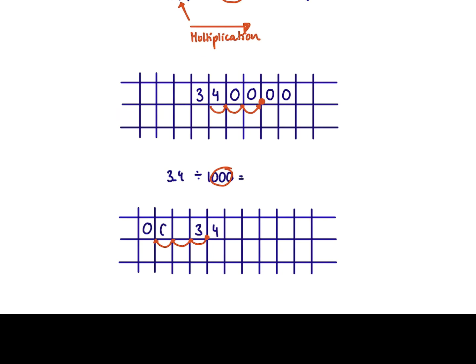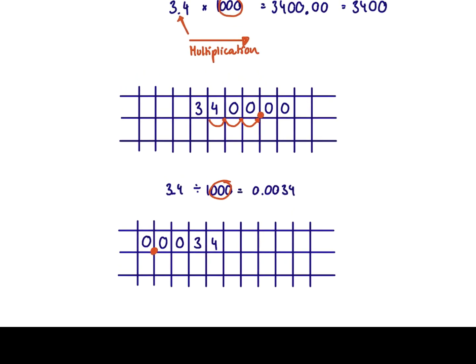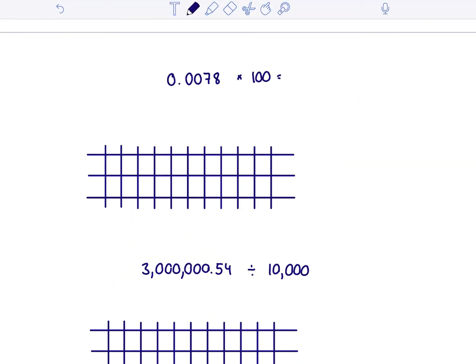And now I'm going to just put in the zeros. I'm just going to fill up with zeros. So this is going to be my new decimal point here. So let's get rid of the old one. So the result is going to be 0.0034.